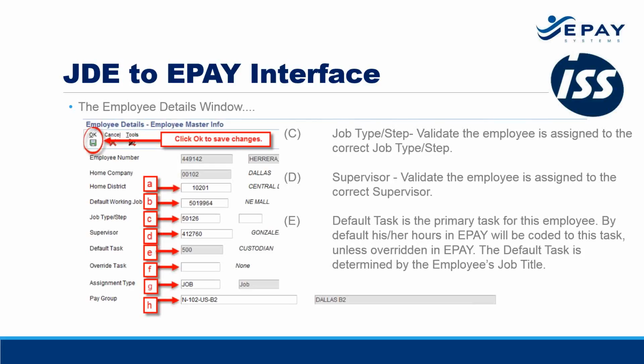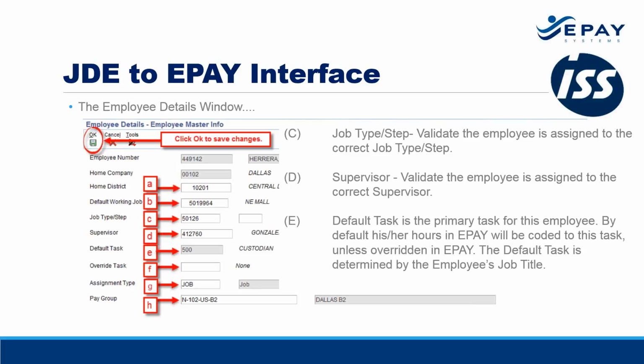Now, item C is our job type and step, and that field is basically coming from a job title or job position that's already been assigned on another screen in JDE. So at this point, we just validate that information is correct. In this case, my example in step C shows a 50126, and I cut off the little field to the right there, but the field there is actually the field that lists the actual position. In this case, 50126 is our code for a janitor or custodian. So just so you know, that's just a position that the employee has been hired for.